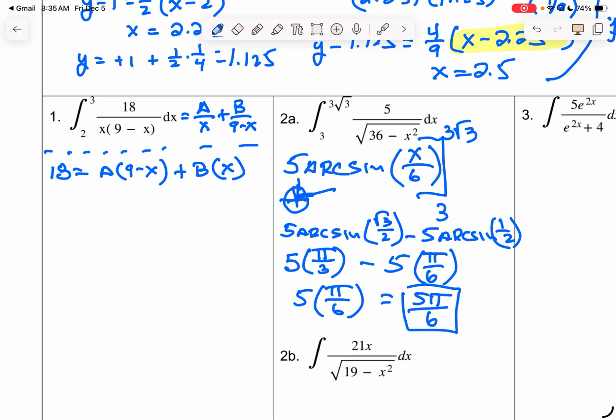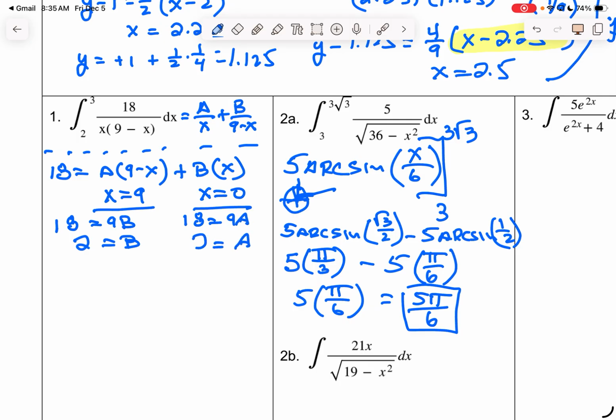What's your clue? We got a constant on the left, right? There's not an x there. So what are our key values when x is 9 or when x is 0? When x is 9, I get 18 is equal to 9b. So what's b equal to? B is 2. All right. When x is 0, what do we have left? 18 is equal to 9a, so a is also 2. Does that happen? Yeah, that happens.